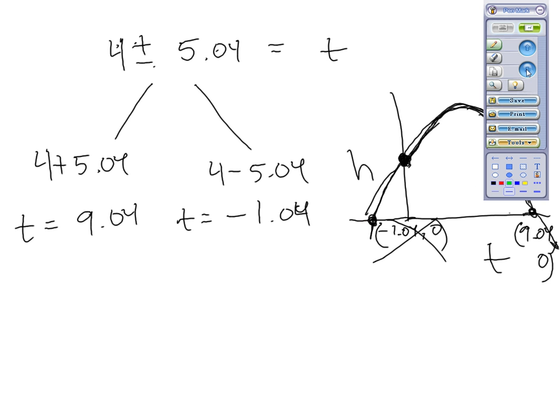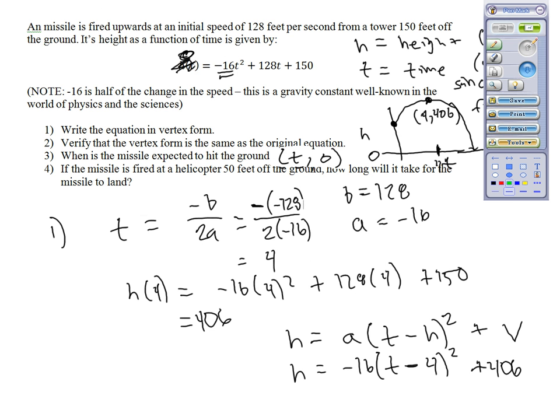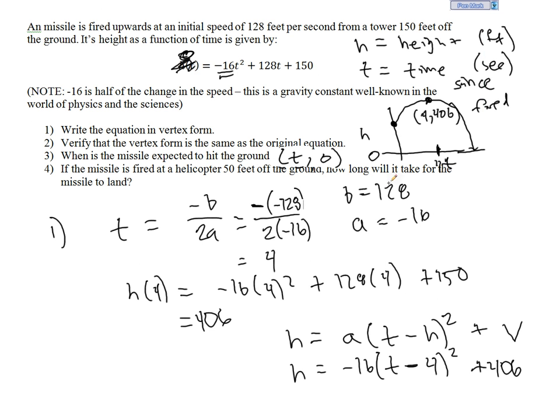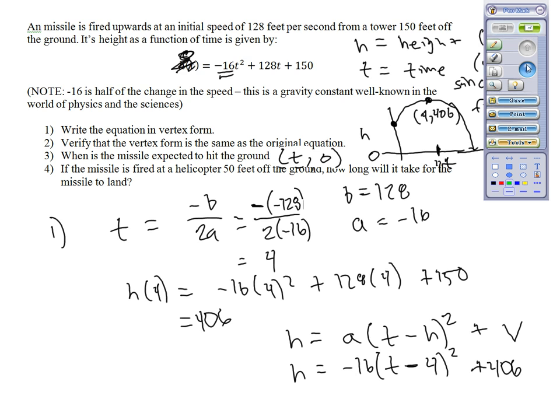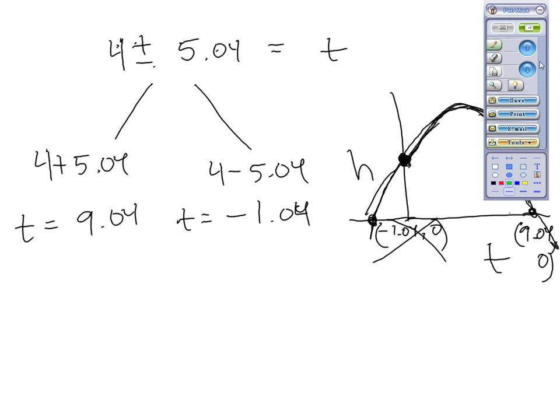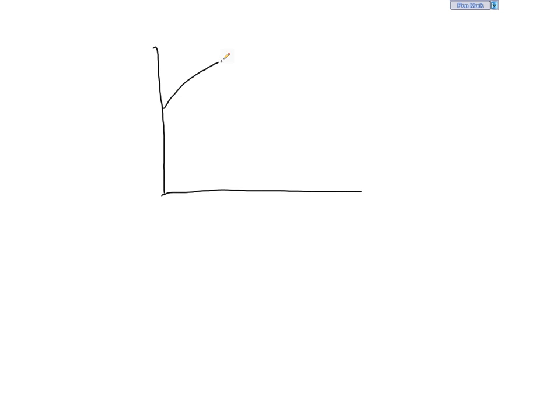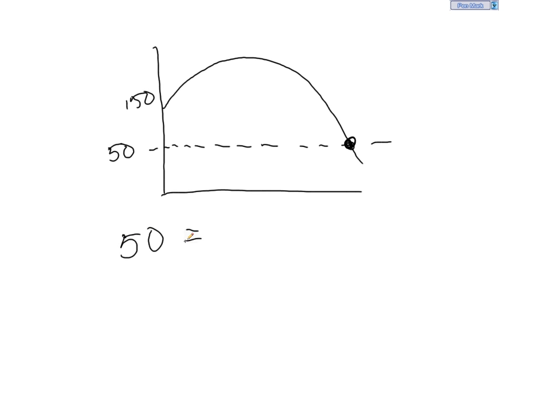Okay, well, next, going back to our question, if the missile is fired at a helicopter 50 feet off the ground, how long will it take for the missile to land? If we think about this, we basically want to know, once it's fired from 150 feet, when will the missile be at a height of 50 feet? So on its way down, it'll eventually hit a height of 50 feet. So we want to know, when is the height 50?